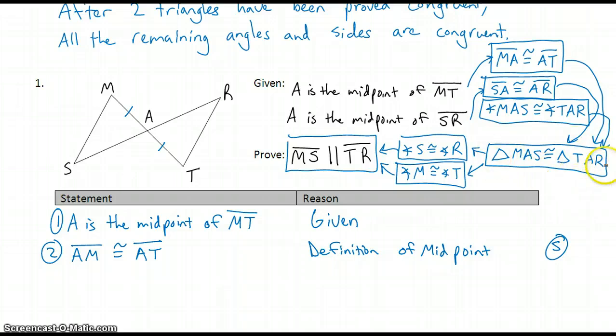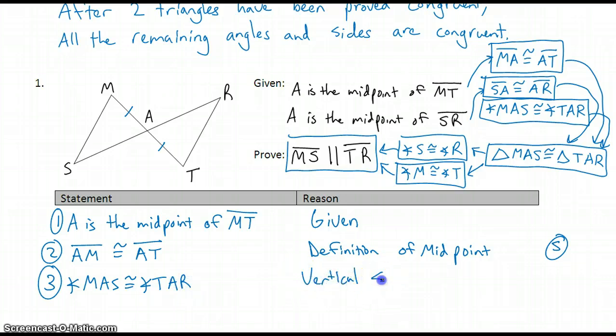Now I'm going to prove these triangles congruent by SAS, so I'm going to write my proof to flow that way. I'm going to hop to my congruent angles. Angle MAS is congruent to angle TAR by the vertical angles theorem. Notice that I had to name these two angles with 3 letters. Whenever I have a vertex with multiple angles around it, I need to use 3 letters to name that angle.